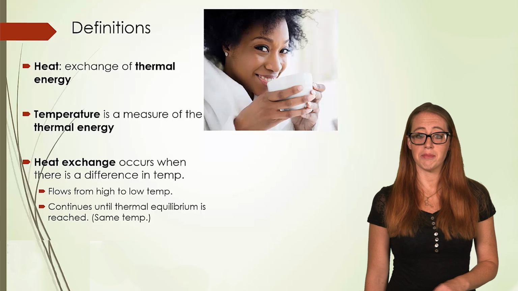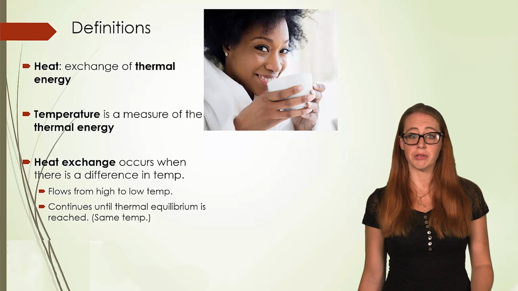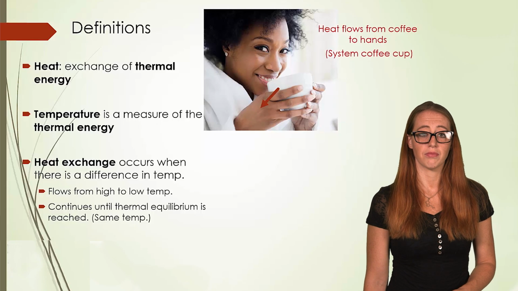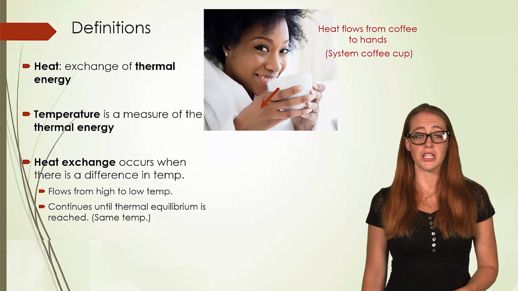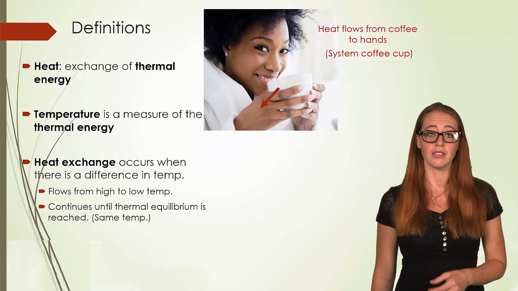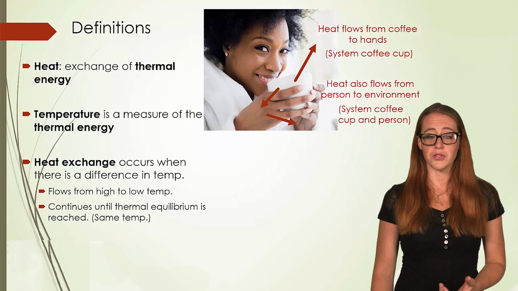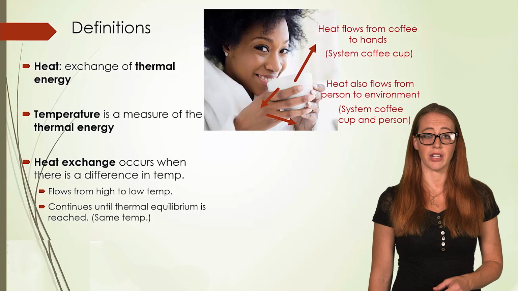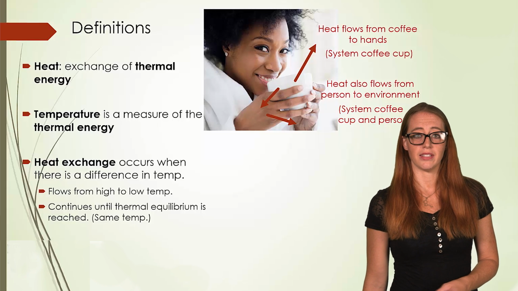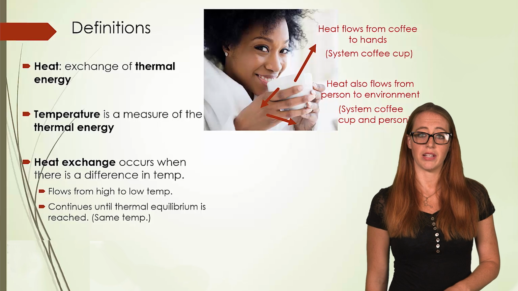We can look at an example of this with our woman holding a coffee cup. There are several different places where the temperature change makes heat flow. Heat flows from the coffee cup into the woman's hands. This is why you feel your hands warm up when you hold coffee. But heat is also flowing from the woman into the environment because she is warmer than the environment. Heat is also flowing from the coffee cup into the environment. Anywhere where there is a difference in temperature, there is heat flow.